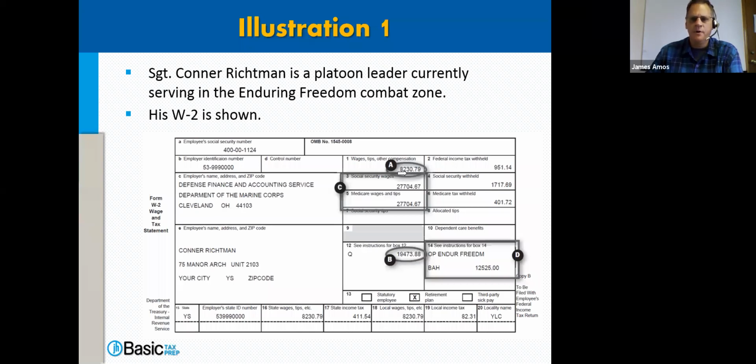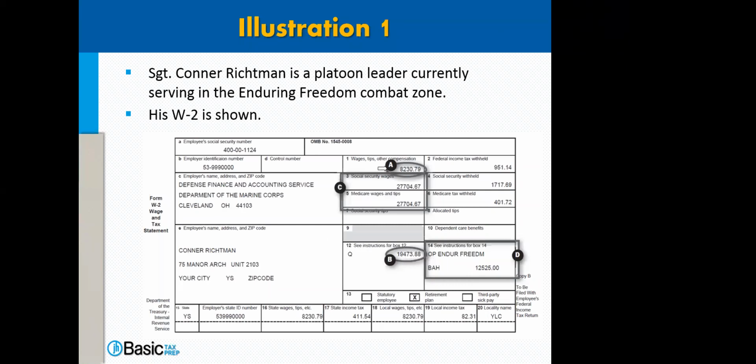This is not part of this, as you can tell. And then you'll also notice, what else is not part of it? There's a Q. This person served in a combat zone, and the amount that was not included in their taxable income is $19,473.88. So that's not in here either. Okay, so there's two major things that are not in the taxable income.